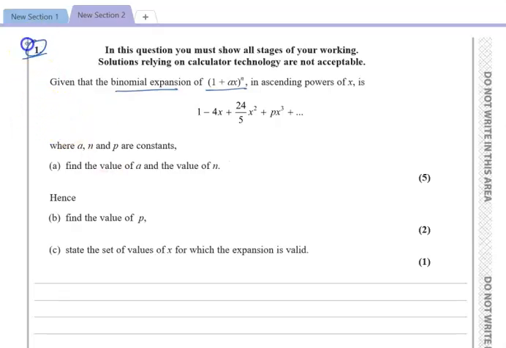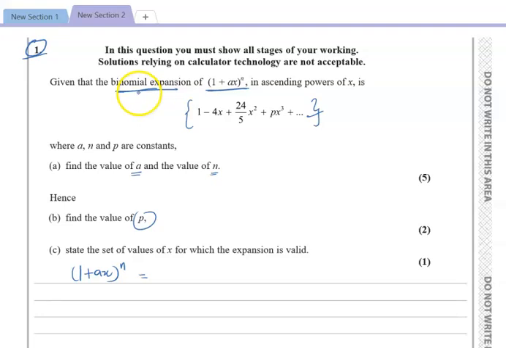Question 1, binomial expansion. So I have the binomial expansion for 1 plus ax to the power of n is given by this. What that means is that if we expand 1 plus ax to the power of n, we end up with this expression over here. Now, we need to find the value of a, the value of n, and later the value of p.